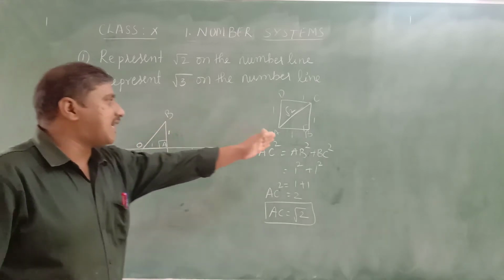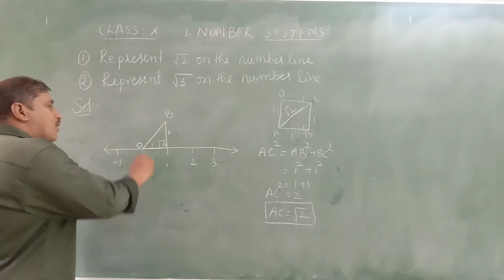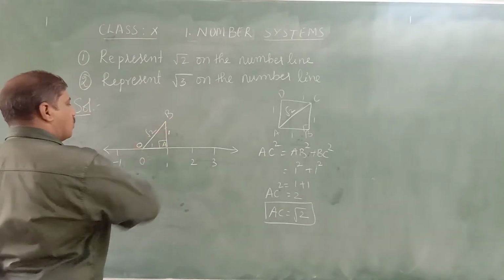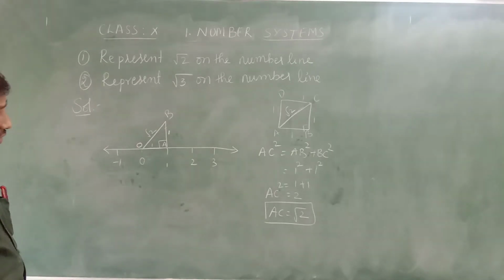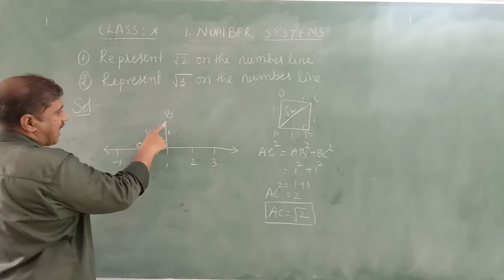Now apply the same concept of the Pythagoras theorem that we just discussed. Now OB will give you what? OB is equal to root 2. Now, taking this OB as the radius.